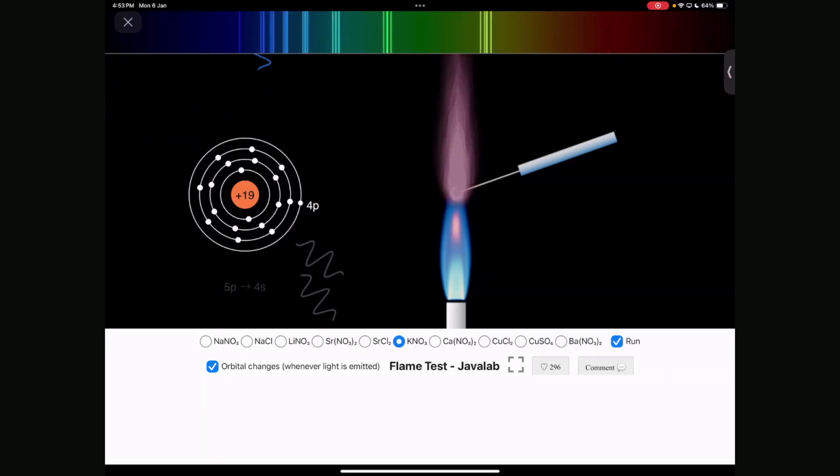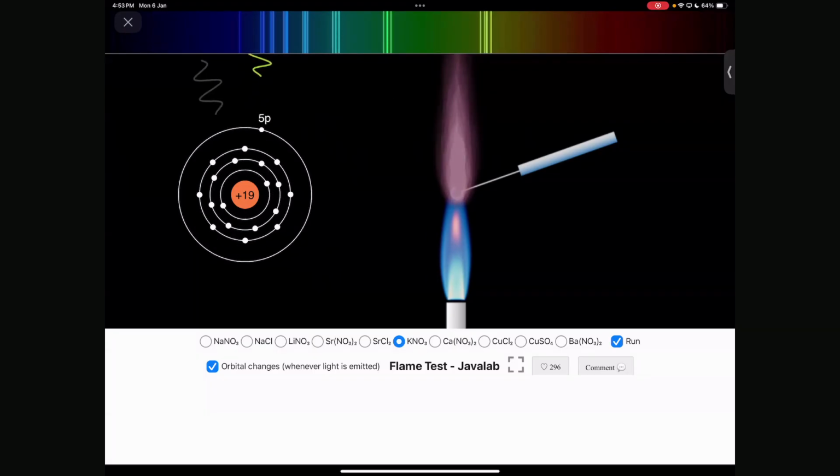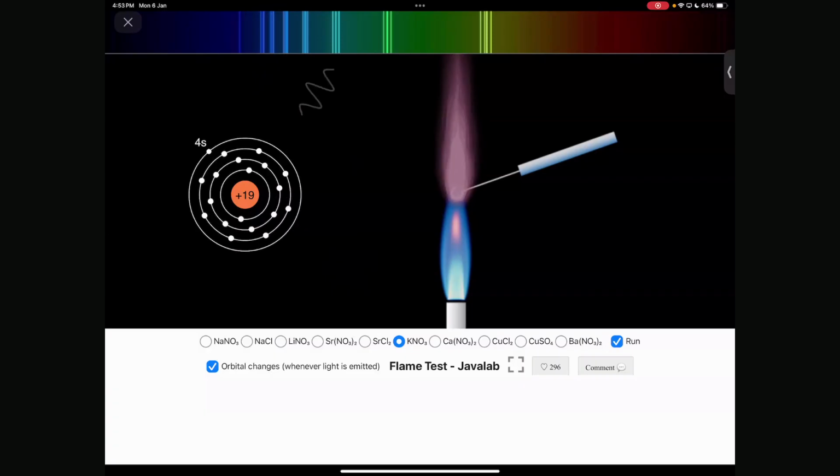That's the lilac, but it's not really lilac. Lilac is not a real color. If you look at the combination above, that's what lilac is. All those wavelengths combined together. Okay?